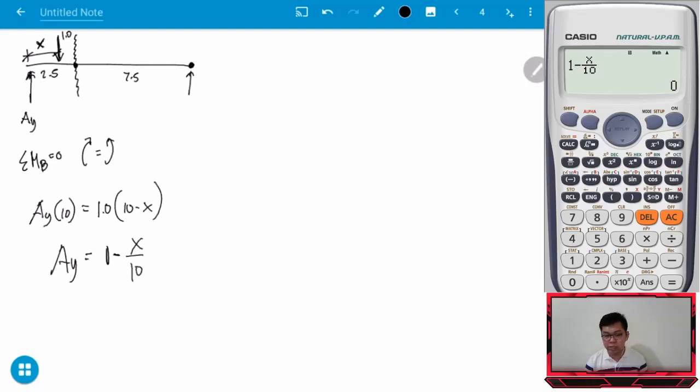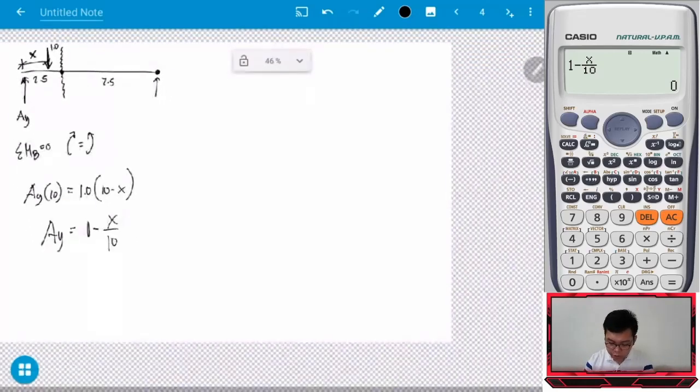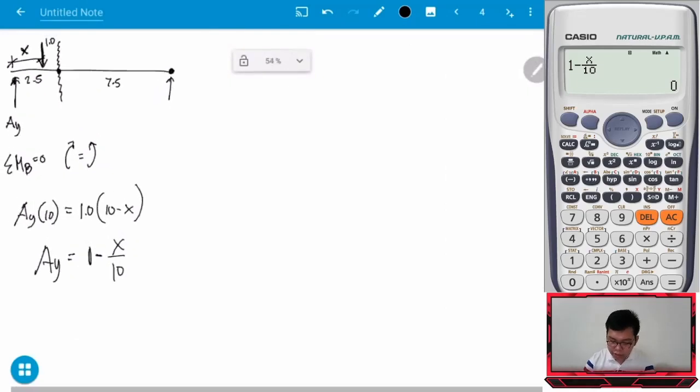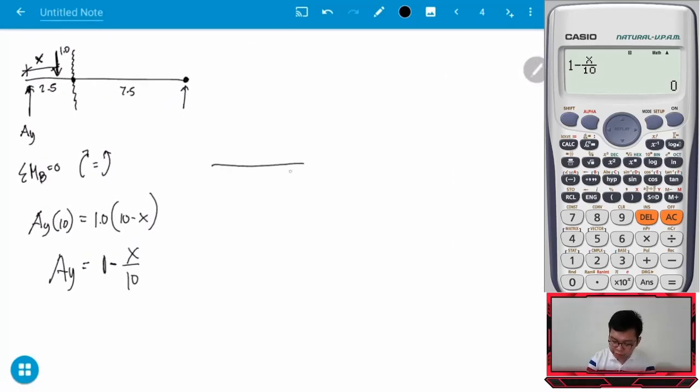By the way guys, if may napansin kayong mali sa equation ko, please call my attention. Again, mahirap mag-solve while nagsasalita. Okay, so anyway, since meron na tayong AY, so ito yung VC, no? VC, and then we have the 1.0 here. Yan, and then this is actually the x. And then this, ano to? Ano nga ulit to? 1 minus x over 10.